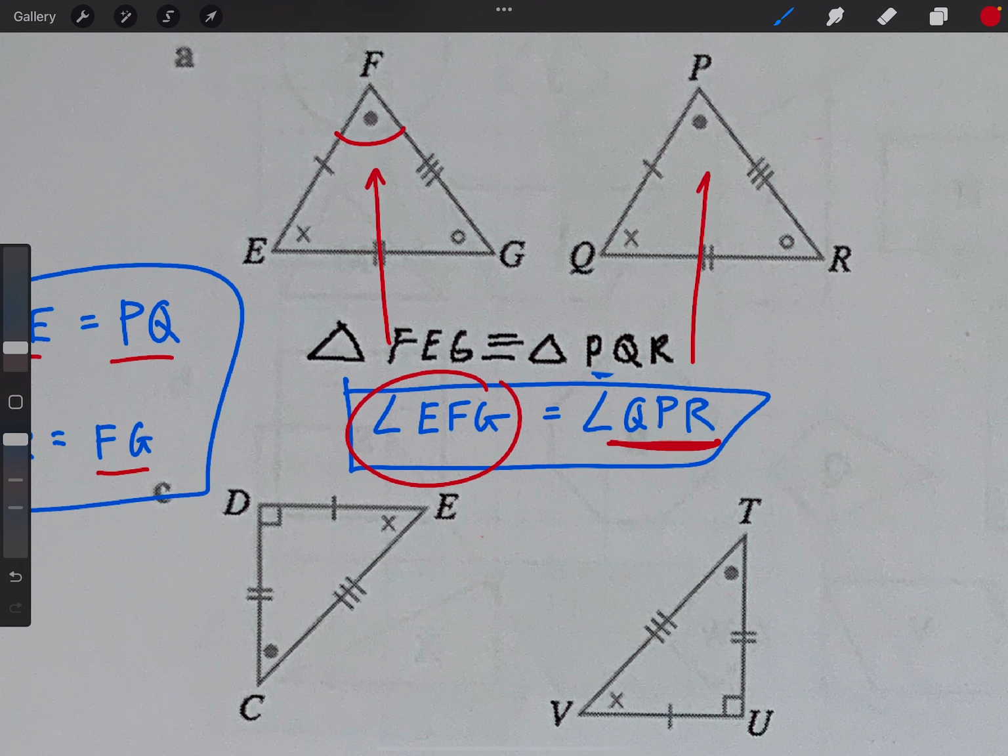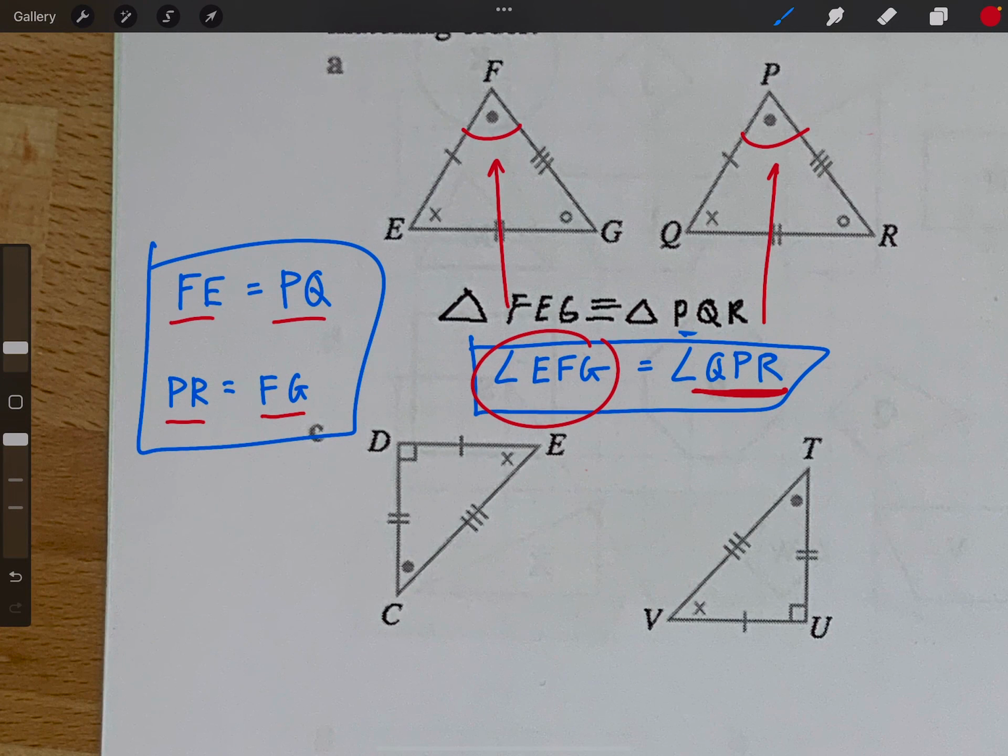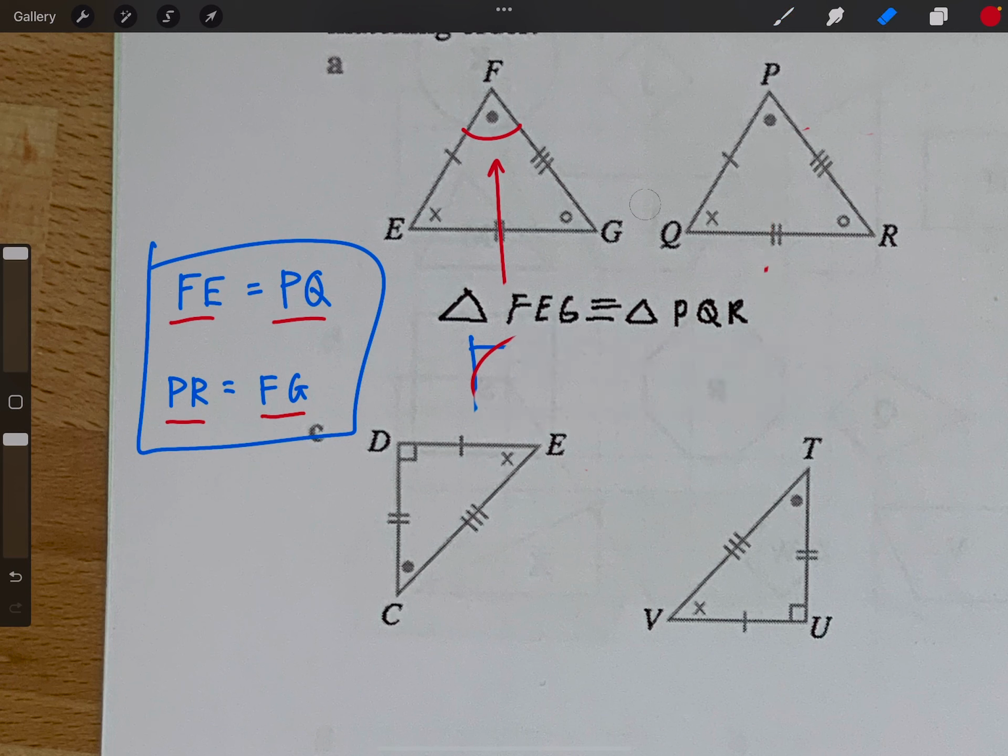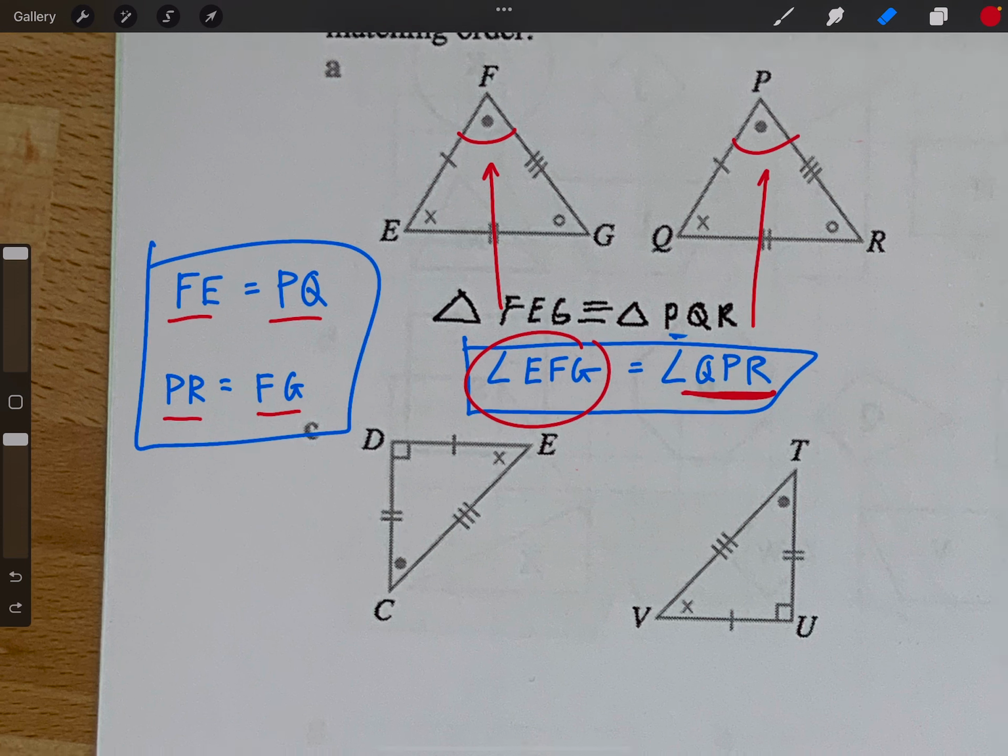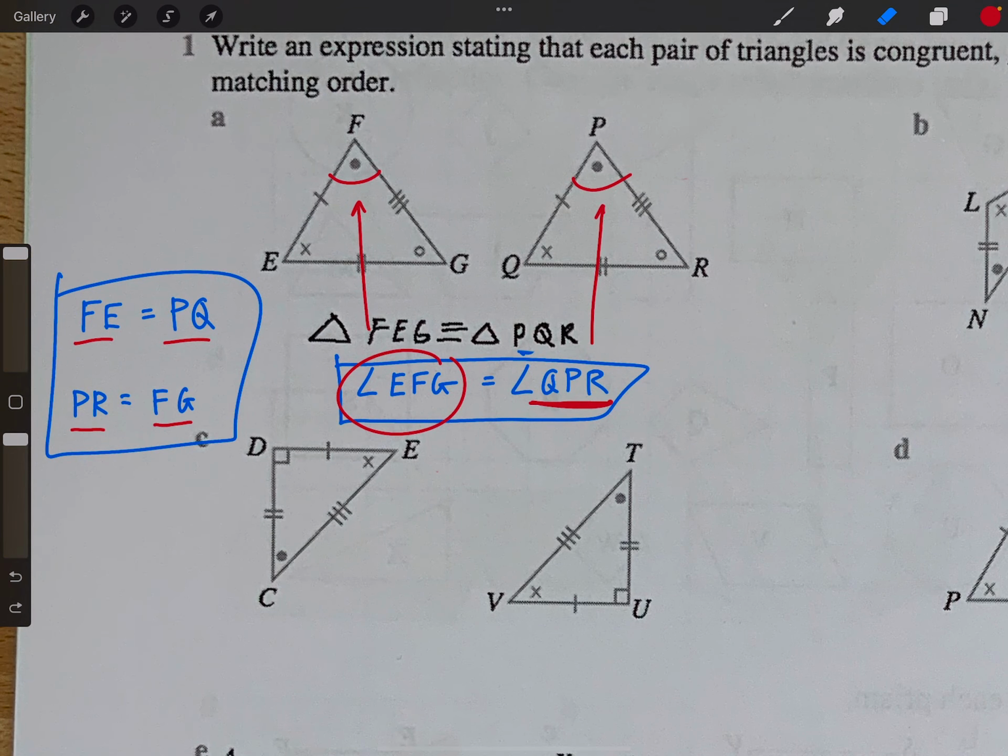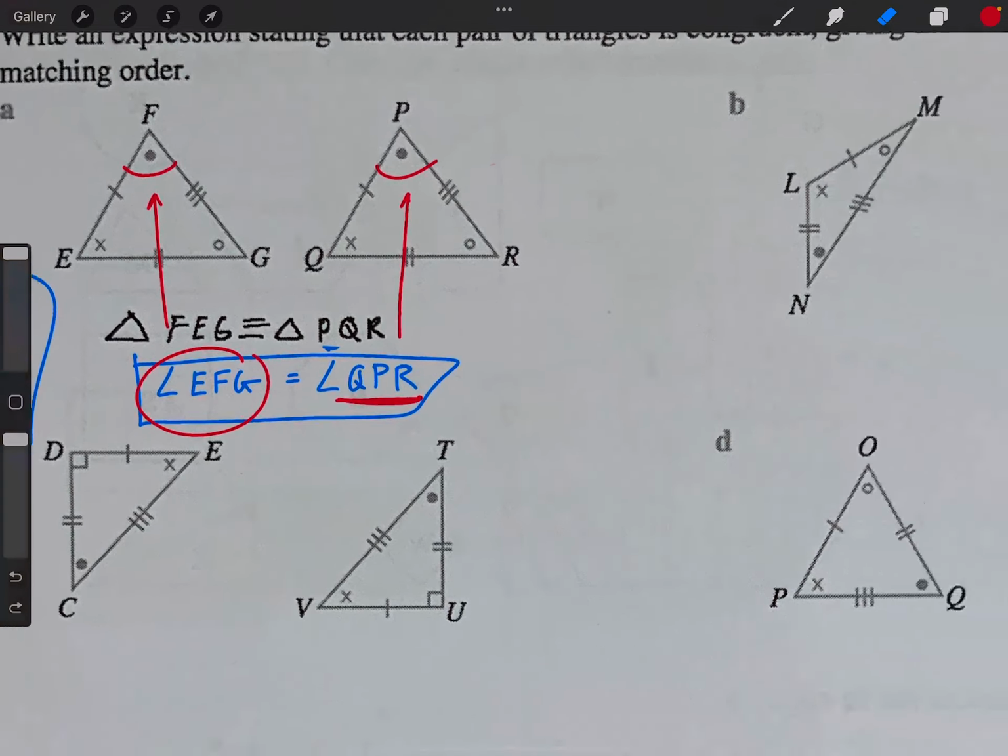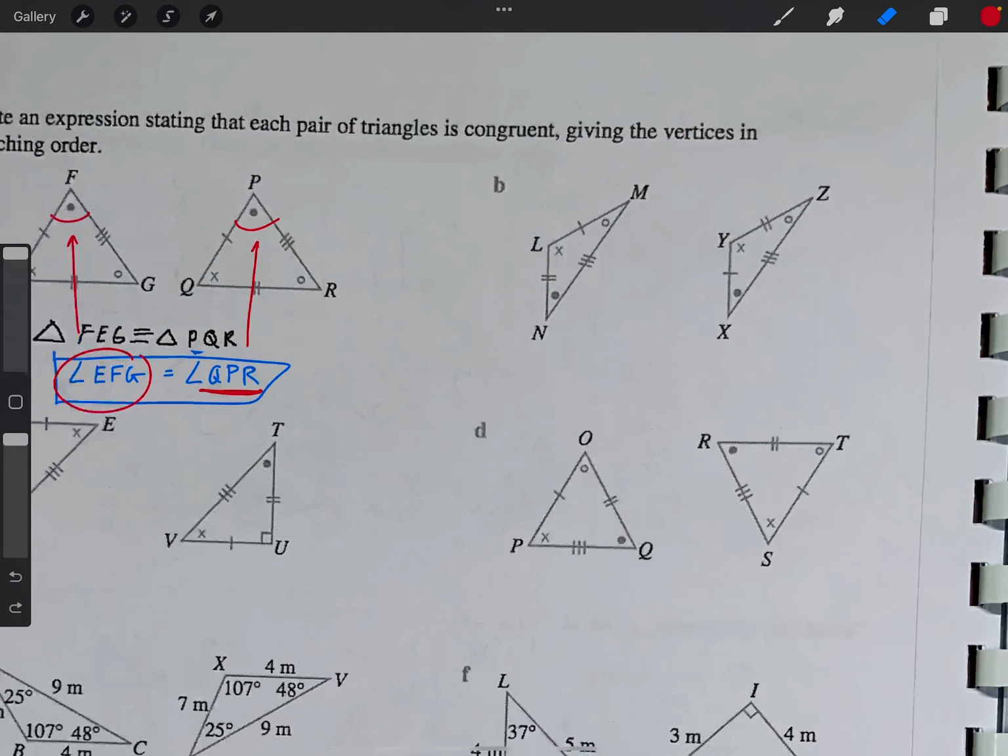See? And that's correct. When you write the expression correctly, you can write your working out correctly and you can get the answer more accurately. So that's the reason why we write the vertices in the matching order. Now let's look at question B.